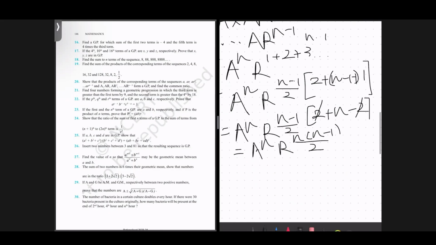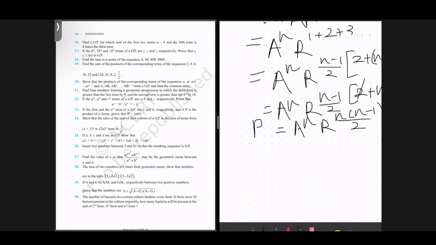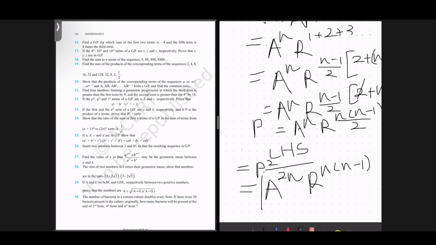When you square this up, so this is p, the product of n terms. In the LHS, we have been given p squared. So for the LHS, you have p squared, and when we square this up, you get a squared into r raised to the power n into (n minus 1). Correct? So this is your LHS.